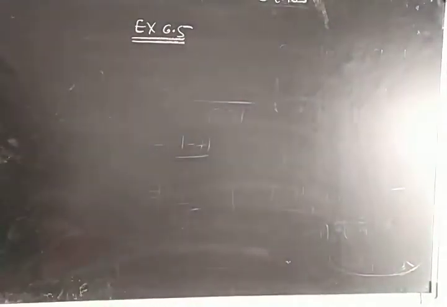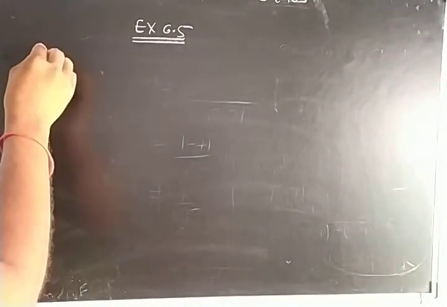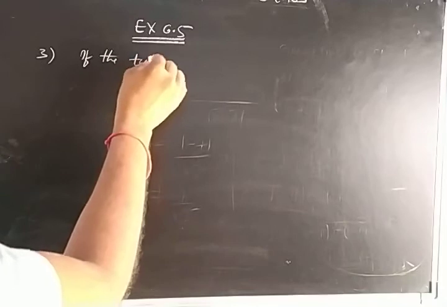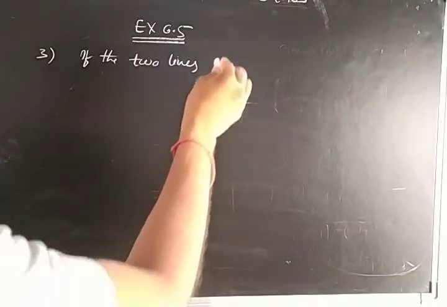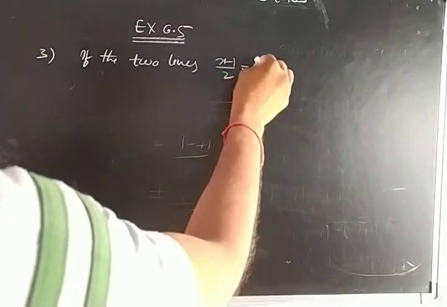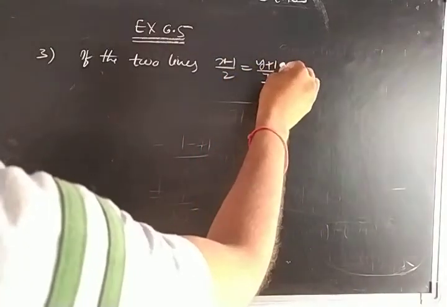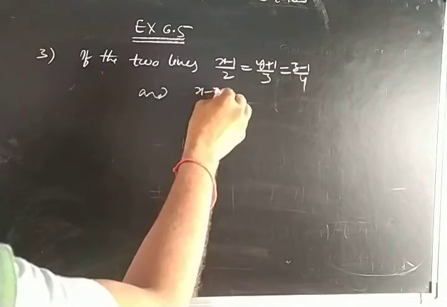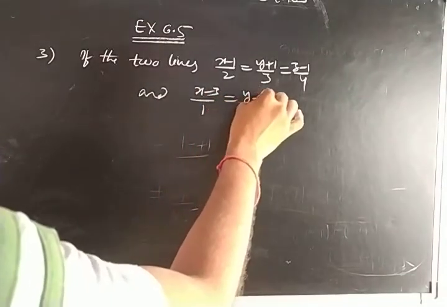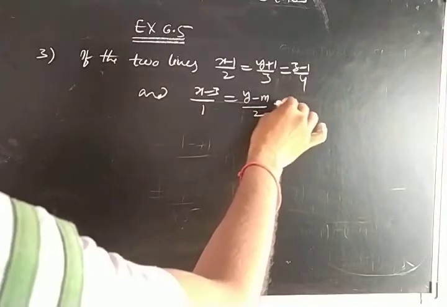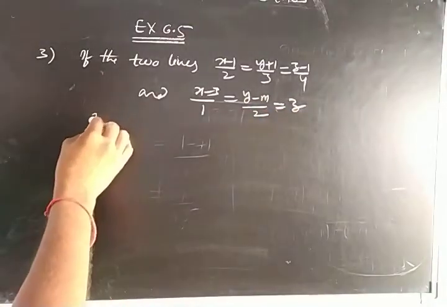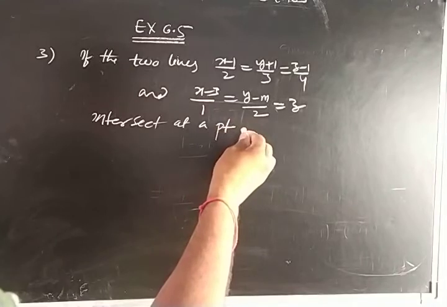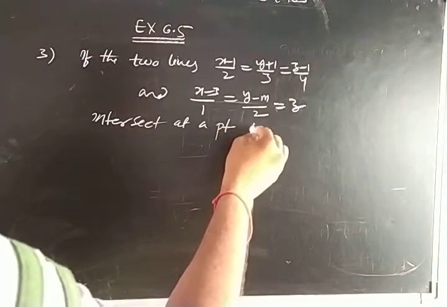Problem number 3. If the two lines x minus 1 by 2, y plus 1 by 3, z minus 1 by 4 and x minus 3 by 1, y minus m by 2, z intersect at a point, find the value of m.